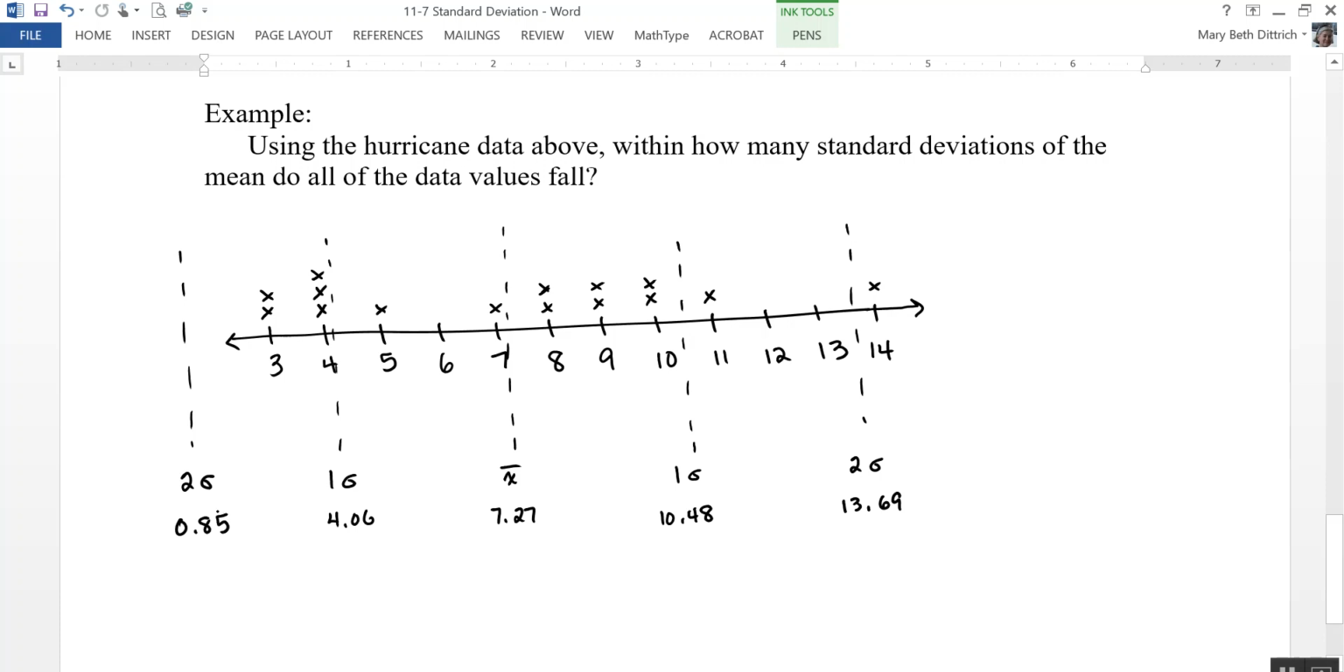Now, what is it asking? Within how many standard deviations of the mean do all of the data fall? Well, I think I need to go out to another standard deviation because I have a data value here at 14. So let's add another 3.21, and that's going to give me a value out here at 3 standard deviations of 16.9. So all of the data fall within 3 standard deviations of the mean. I'll go ahead and write that out.